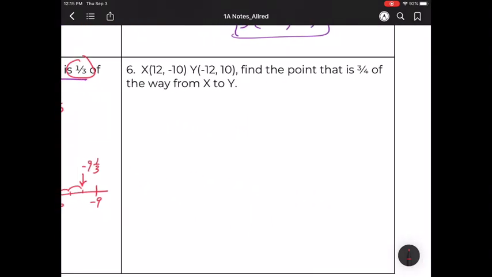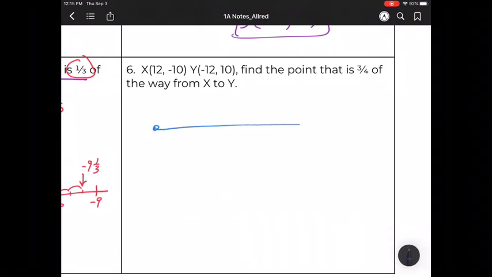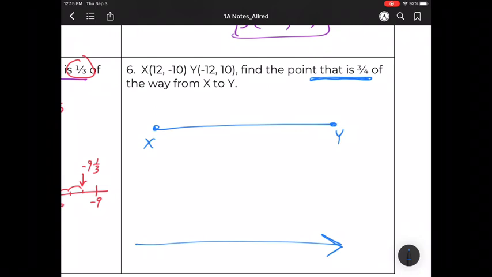Let's try one more. Final example. Once again, I'm going to put points x and y at the ends. And this time I want a point that is 3/4 of the way from x to y. Again, we're going this direction. So x has the coordinates 12, -10. So my little x coordinates are going to go on top. So there's my 12. My little y coordinates are going to go on the bottom, -10. And then y has the coordinates -12, +10.